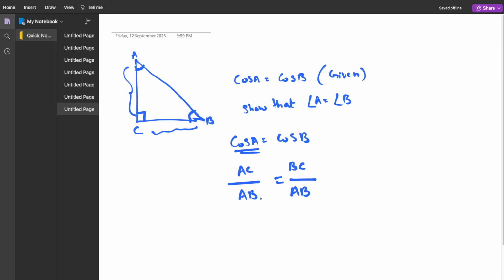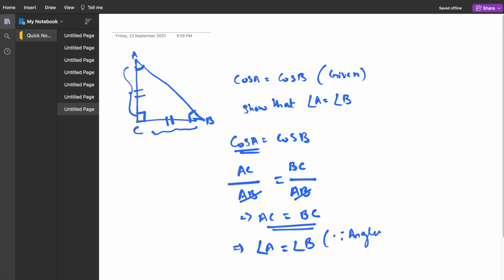If you see this, AB and AB get cancelled. That implies AC is equal to BC. So in an isosceles triangle, angles opposite to equal sides are also equal. This implies angle A is equal to angle B because angles opposite to equal sides are also equal. That's it.